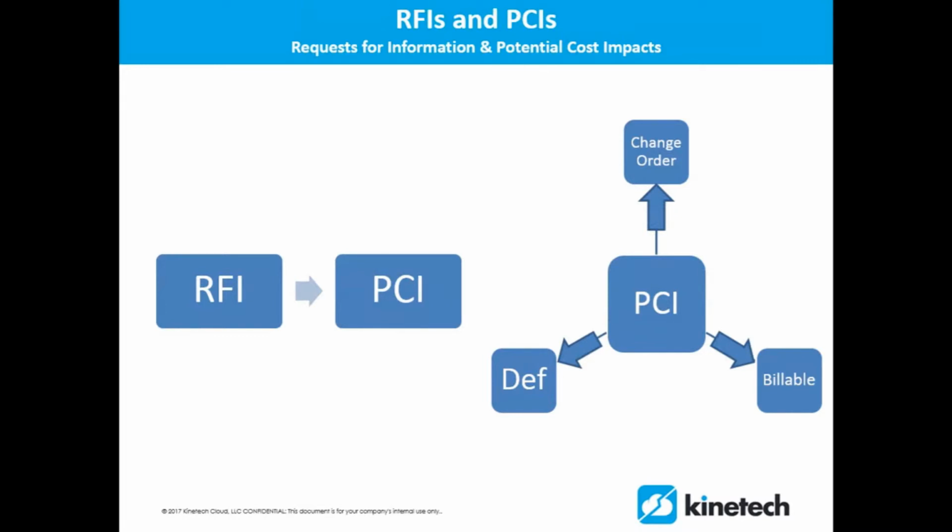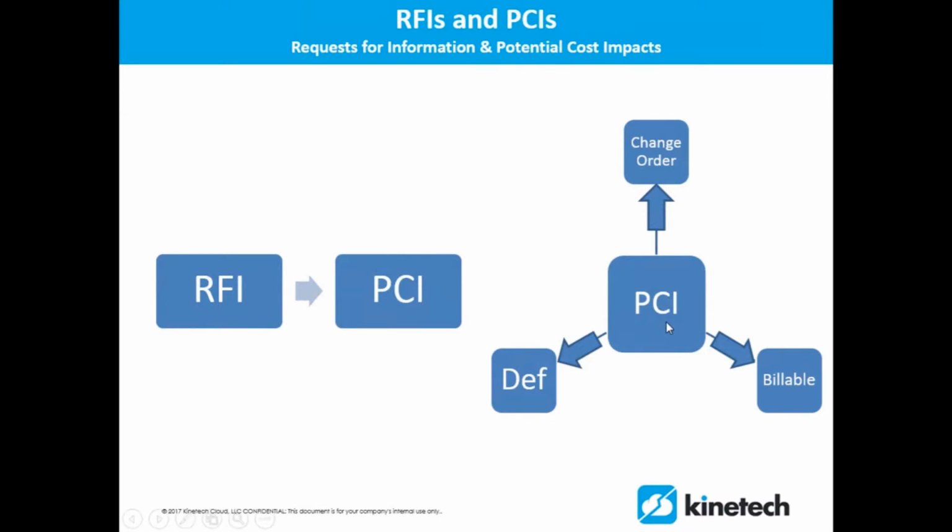So one piece of functionality that is built into Kinetic is the ability to convert an RFI into a potential cost impact. So your potential cost impact is a place where you can figure out what is the next step here. Who's going to be covering this cost? So your potential cost impact can be converted into three different things. If the client is going to be covering that cost ultimately, it can be converted into a change order, and it can be issued to your client so that you can ultimately invoice them.